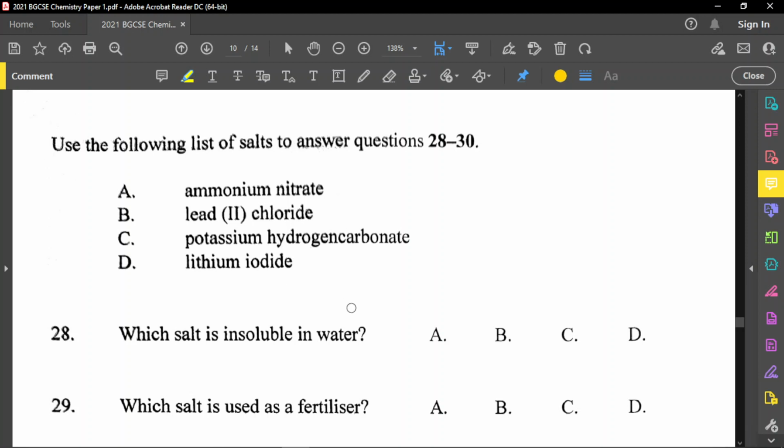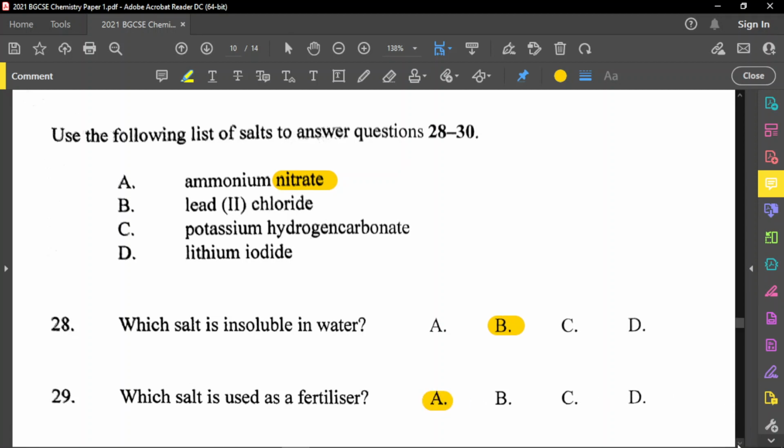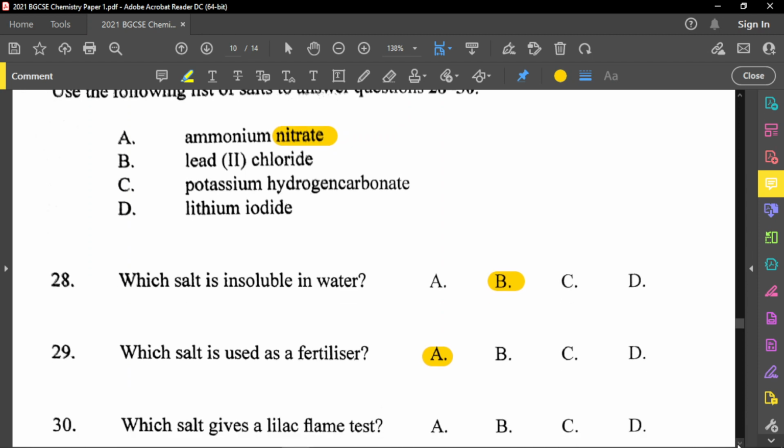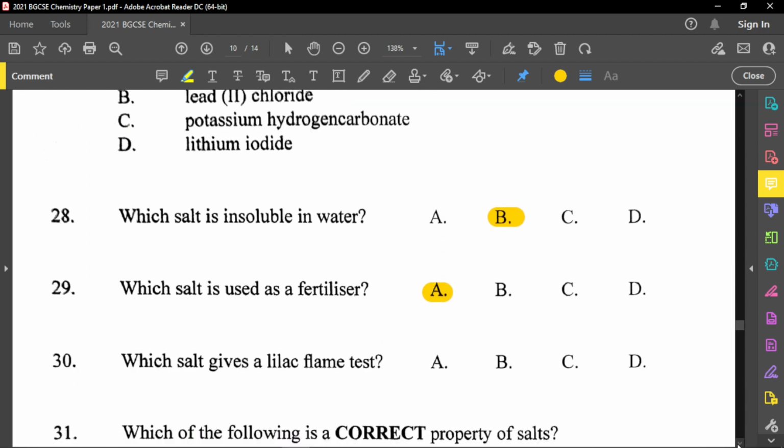Okay, so lead 2 chloride is insoluble in water. So 28 is actually B. All right, for 30, which salt is used in fertilizer? Fertilizer contains nitrates, so ammonium nitrates are good in fertilizers. And remember, ammonium nitrates will cause growth in plants because the nitrate is used to make proteins, right? Just some bio knowledge right there.